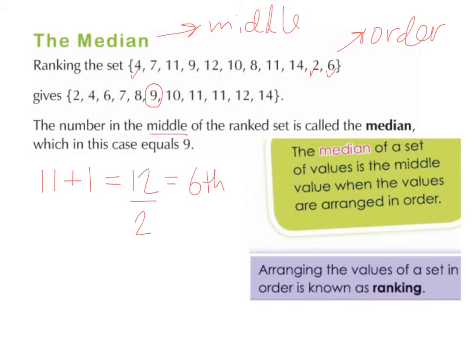So the median of a set of values is the middle value when the values are arranged in order. It's so important to put them into order first, or you won't be getting the median. Arranging the values of a set in order is known as ranking. So what we did was we ranked the data values.